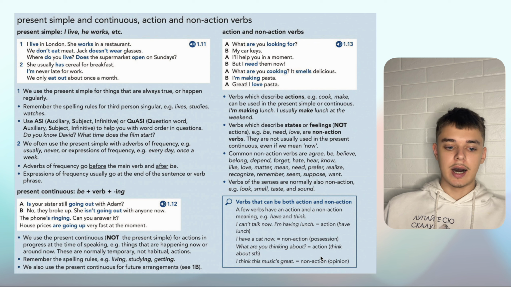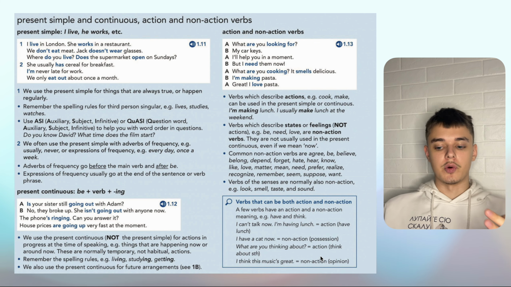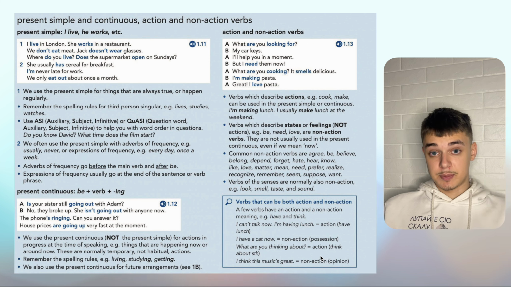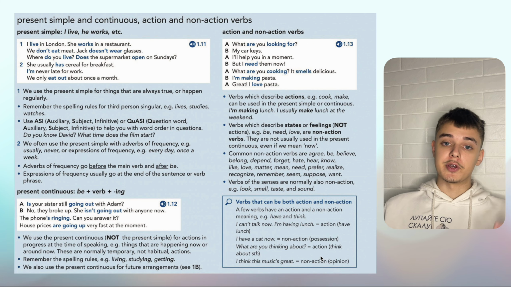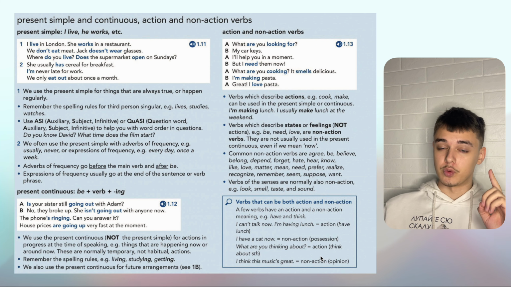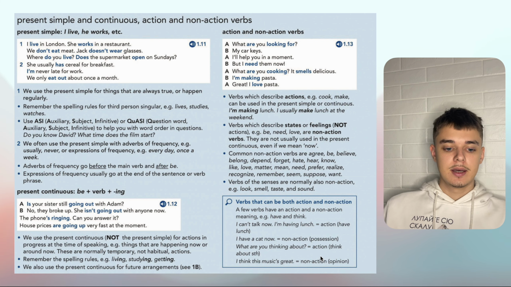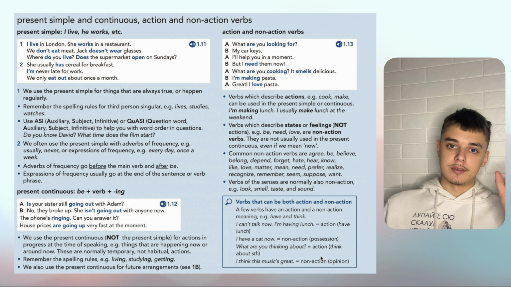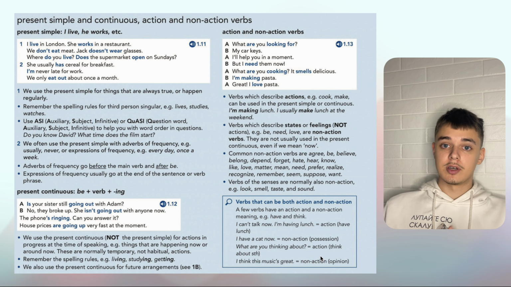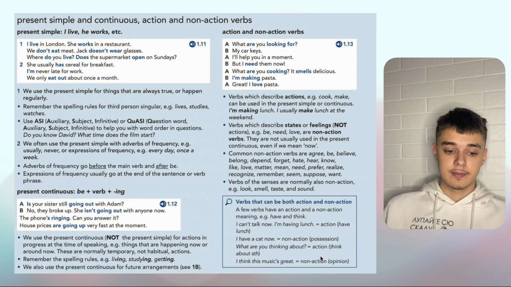For example, I live in London, she works in a restaurant. So in statements, we usually use the first form of the verb. Remember that when we use it with he, she, and it, we need to add s in the end of our verb. In the next one, we can see that when we make a negative sentence, it should usually be with don't and doesn't. Doesn't for he, she, it, and don't for the rest of the group.